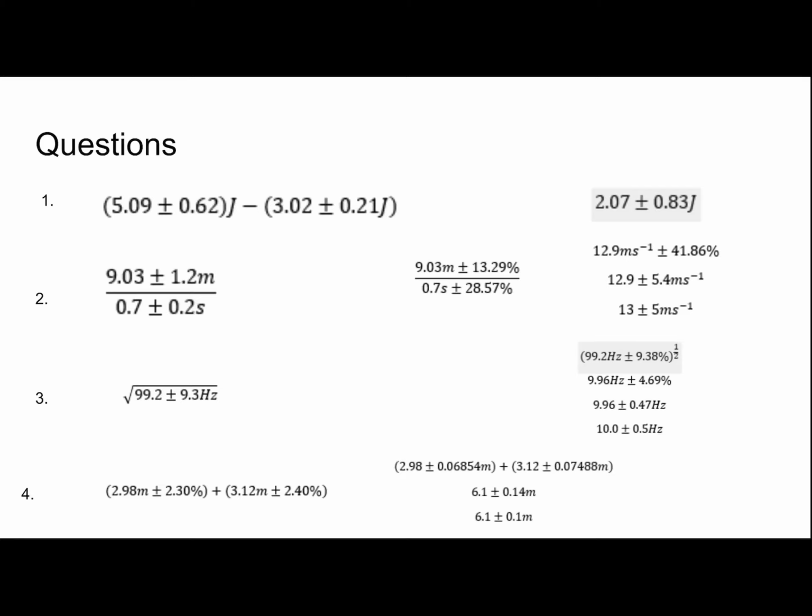If we convert it back to absolute uncertainty, we'll get 2.98 plus or minus 0.06854 plus 3.12 plus or minus 0.07488 meters. And if we add both the values and the uncertainties, we'll get 6.1 plus or minus 0.14 meters. And if we round that to scale, we'll get 6.1 plus or minus 0.1 meters.